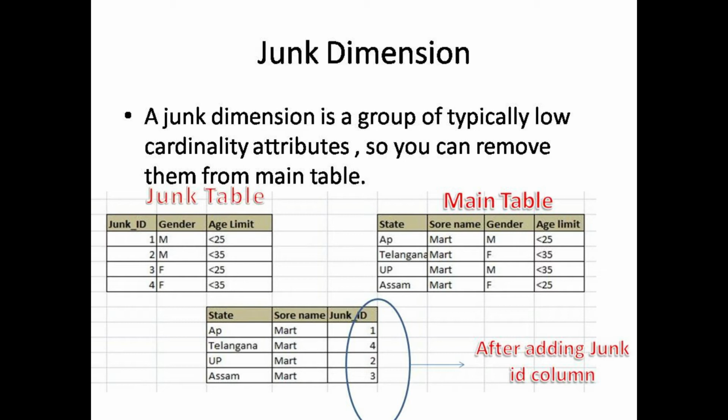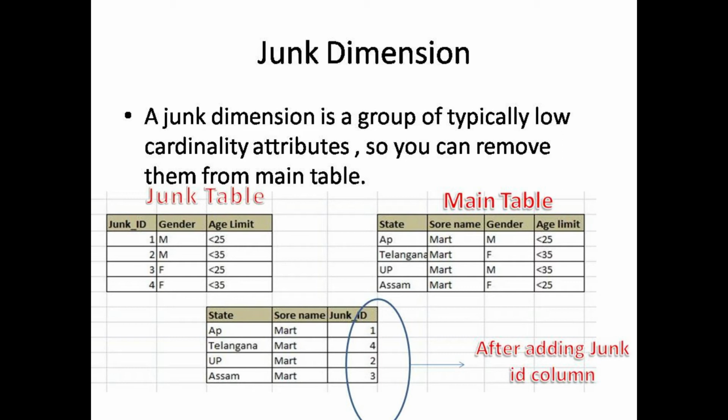Here the main table has four columns: the state column, store name, gender, and age limit. Here state has different types of states. Store name means where you get the products. Gender, age limit, less than 25, less than 35.